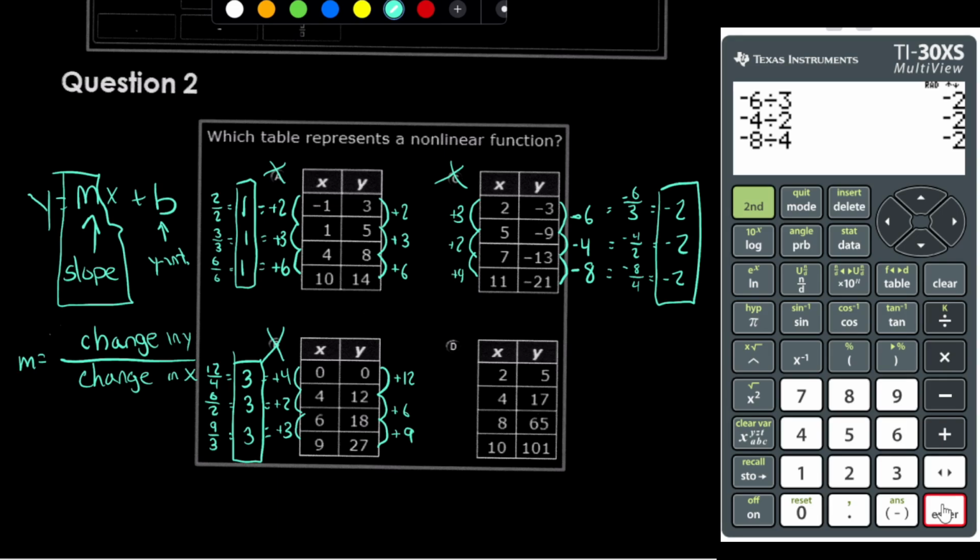But let's, just for fun, take a look at it. 2 to 4, that's the difference of adding 2. 4 to 8, you're adding 4. 8 to 10, you're adding 2. 5 to 17, you're adding 12. 17 to 65, ooh, those are big numbers, so let's double check with our calculator. That is adding 48. And 65 to 101, that's 101 minus 65, that's adding 36.